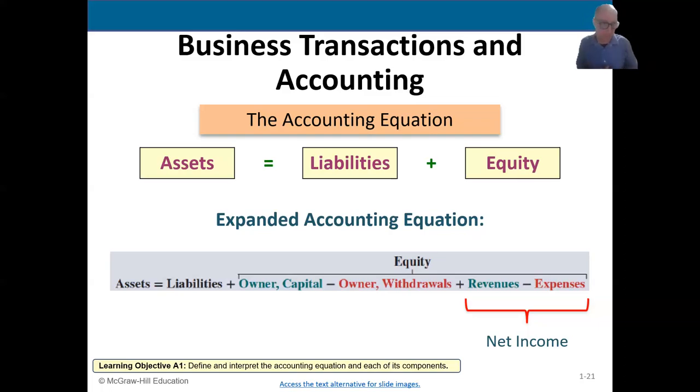It's like the expanded version of the accounting equation. Does that all make a lot of sense to everyone, or is there any questions about this equation?